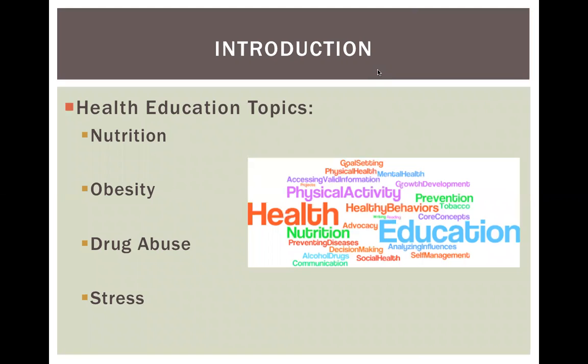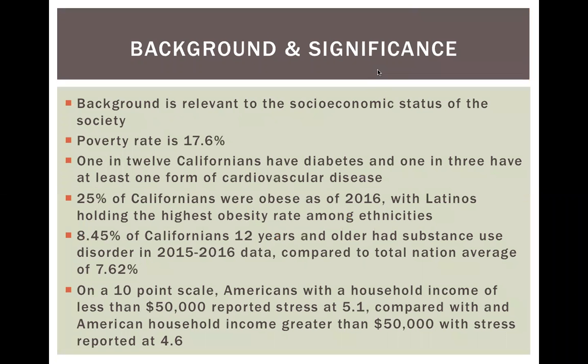The four health education topics that I will focus on are nutrition, obesity, drug abuse, and stress. The background and significance of these topics are relevant to the socioeconomic status of the society. The poverty rate for this community is 17.6%, which directly correlates with how well they manage their nutrition, their stress, and issues with substance abuse.